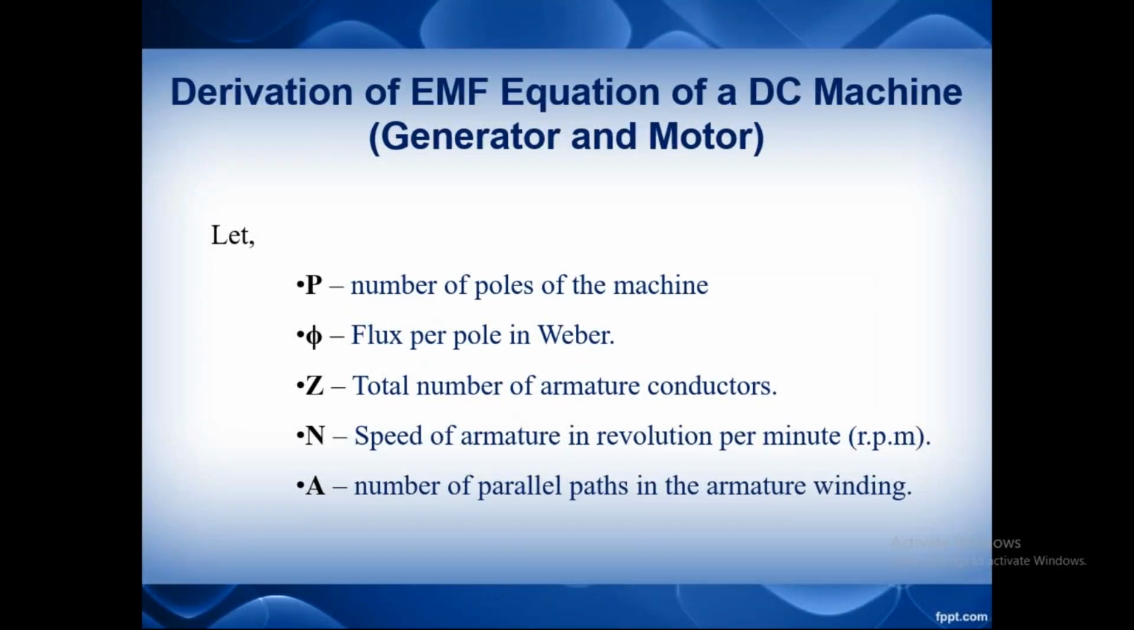So these 5 parameters play a vital role in the EMF equation, that is, the induced EMF in the armature. They are poles, flux, number of armature conductors, speed, and number of parallel paths. P is the number of poles, phi is the flux, Z is the number of armature conductors, N is the speed in RPM, and A is the number of parallel paths. Based on these 5 parameters, we are going to derive the EMF equation.